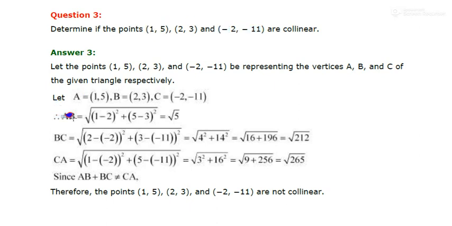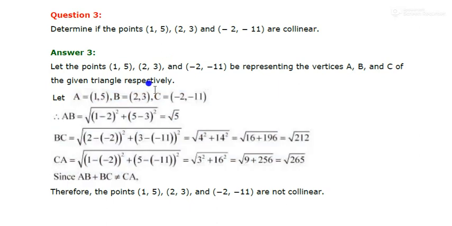So just use the same formula, (x2 − x1)² + (y2 − y1)². So (1 − 2)² + (5 − 3)². Sometimes you can use (x1 − x2)² or (y1 − y2)² also, so the answer will be the same. Okay, so it is √5. Means the distance between A and B is √5.